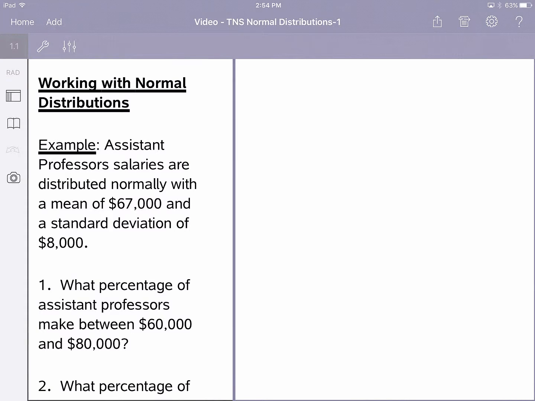Here we're going to look at assistant professor salaries. We're assuming that we're looking at a normally distributed set with a mean of 67,000 and a standard deviation of 8,000 in terms of the salaries. And I want to ask the question to start out with: what percentage of assistant professors make between 60,000 and 80,000? Now, the questions which ask us to find percentages are found using something called the normal CDF command.